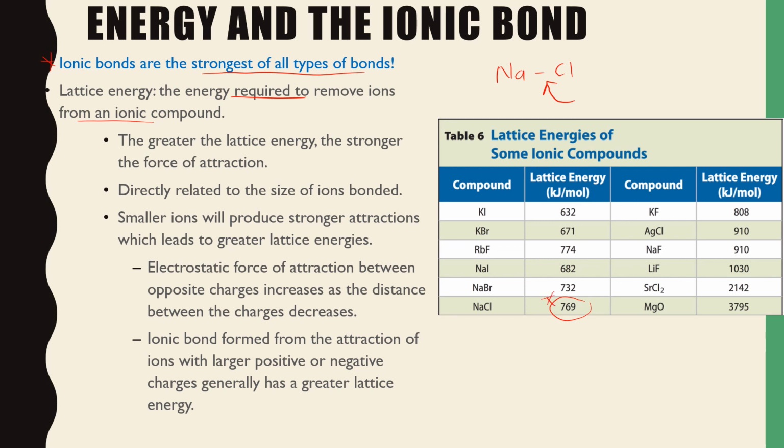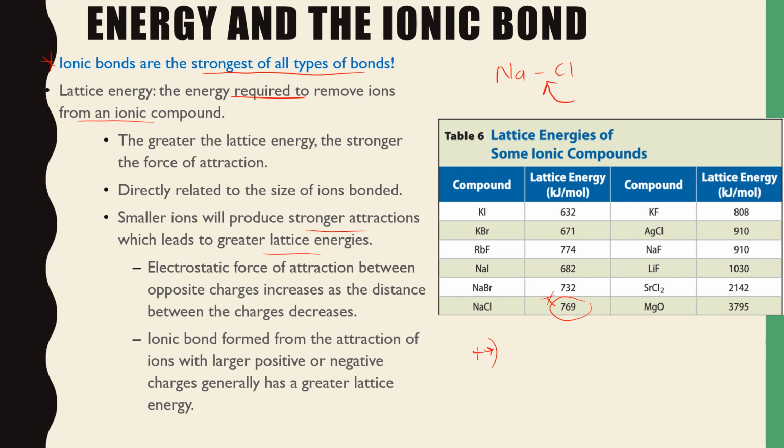The lattice energy is directly related to the size of the ions that are bonded together. So remember, distance was one of the factors that we talked about last unit. We said that the smaller the radius, or the closer that positively charged nucleus is to those valence electrons, this distance here, the stronger the attractive force. So the smaller the ions are that are transferring the electrons, the greater this lattice energy will be. Smaller ions produce strong attractions, which leads to greater lattice energies.